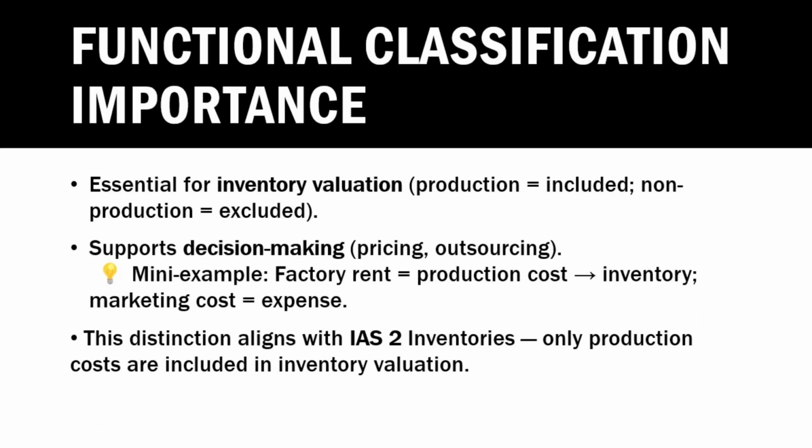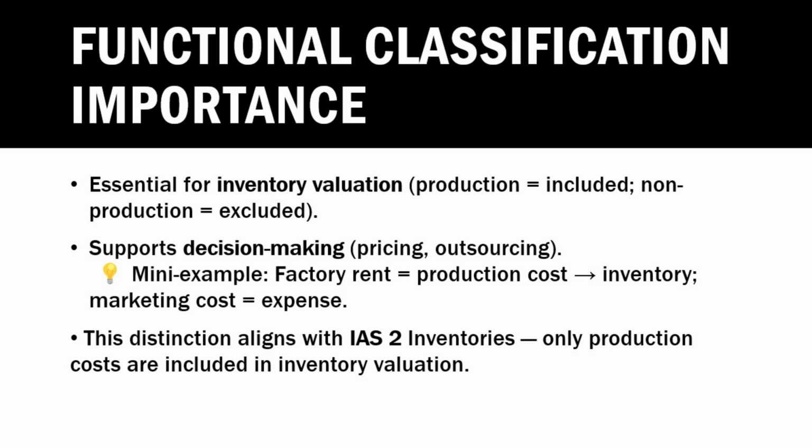This section explains why we even care about splitting costs into production and non-production. Point 1. It's essential for inventory valuation. Only production costs are included in inventory. Non-production costs are excluded. That affects gross profit. Point 2. It supports decision-making. For example, in pricing, if you understate production cost, you may underprice the product. In outsourcing decisions, you need to know which costs will actually disappear if you stop producing internally, and which costs will stay.